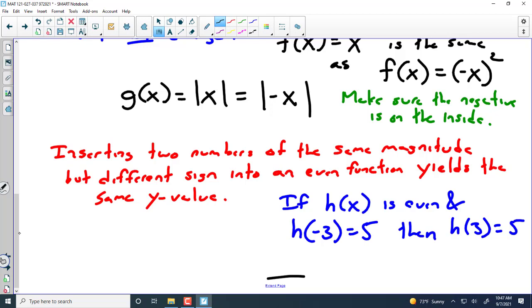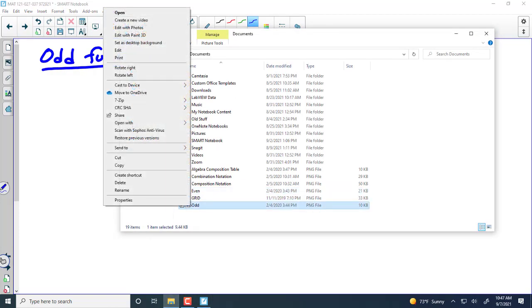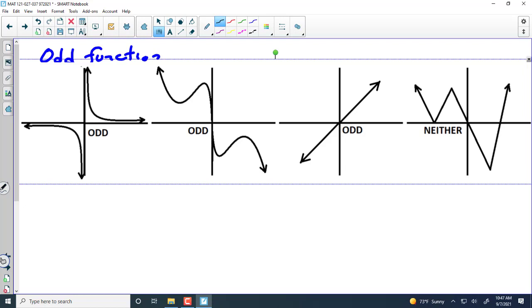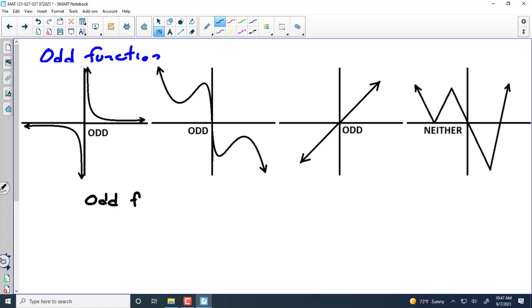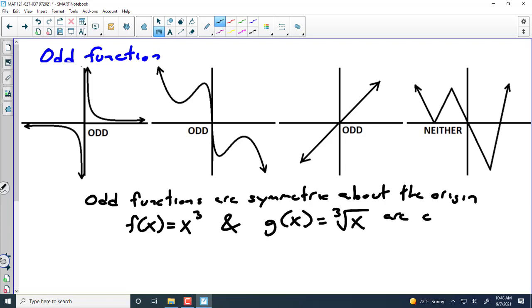All right, let's review odd functions. So I'm going to bring up another picture that we've had in the past, but talk about it again. Odd functions are symmetric about the origin. f of x equals x cubed, and g of x equals the cube root of x are odd.